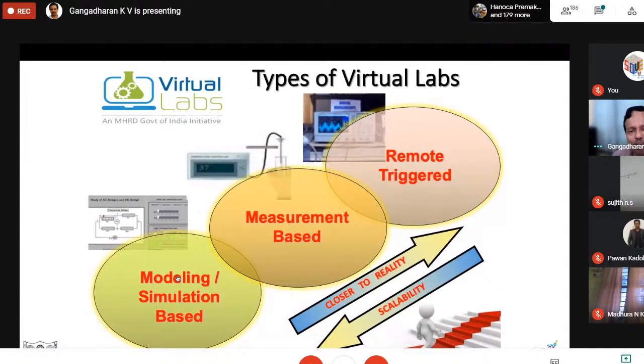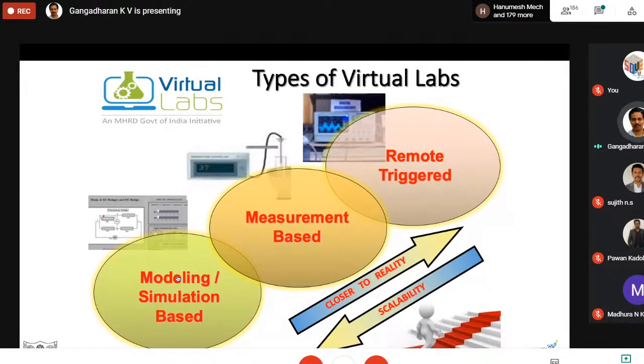And the king of all virtual labs is called the remote triggered lab, where we should be able to do an actual lab, an actual experiment, online. Think about doing an online experiment on an engine, and load testing of an engine online. So it is dreamable. Such experiments are called remote triggered experiments.